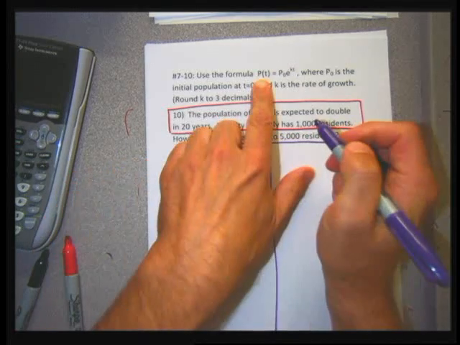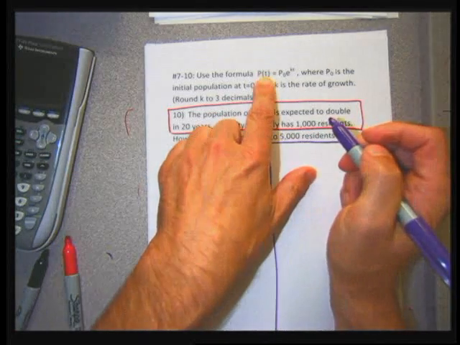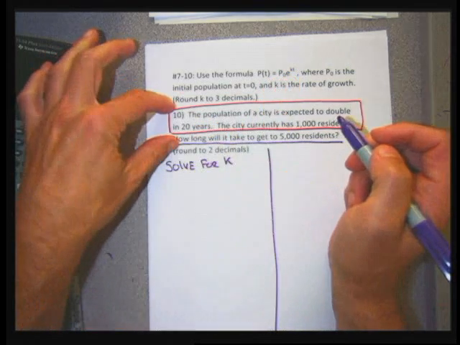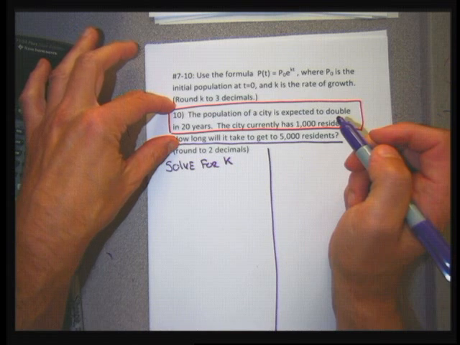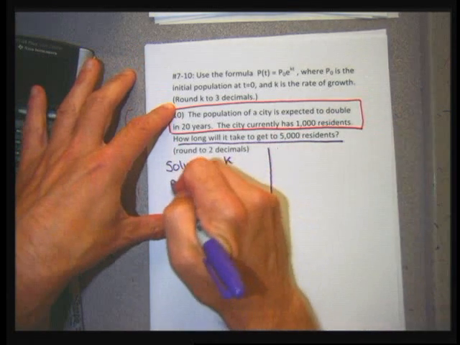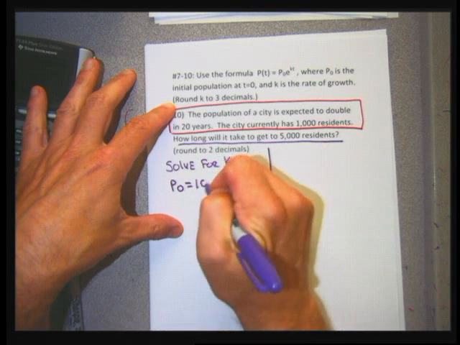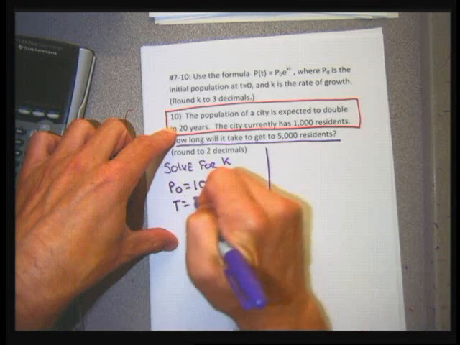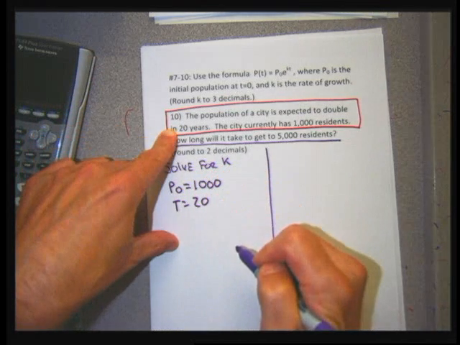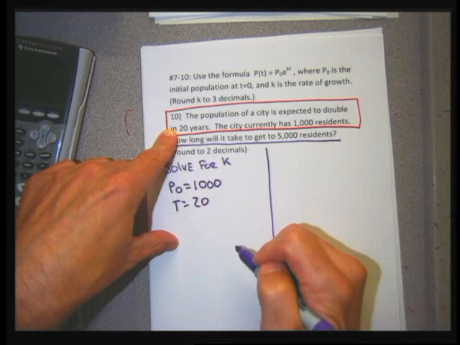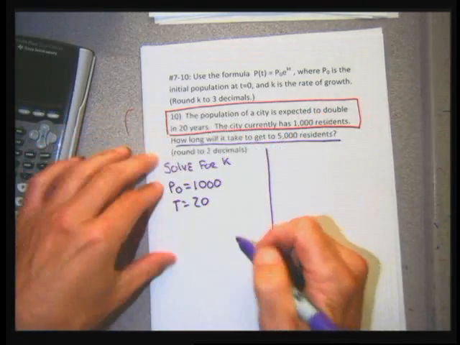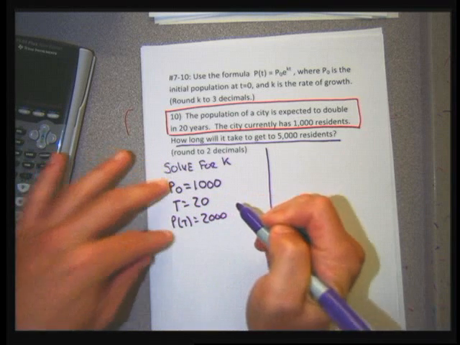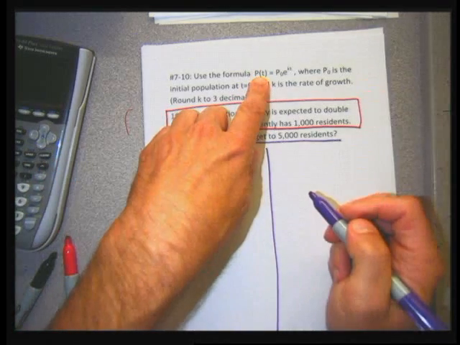I'm going to take this generic formula, the future population equals the initial population times e to the kt power, and put in the information that's embedded in the first 2 sentences. First thing I see is the city has 1,000 residents. That's going to be the P naught, or the initial population. The 20 years is going to be the t that I'm going to use for solving for k. And the population is expected to double. The future population that I'm going to use is doubling 1,000 to 2,000. I'm going to take those three values, plug them into this formula, and solve it for k.